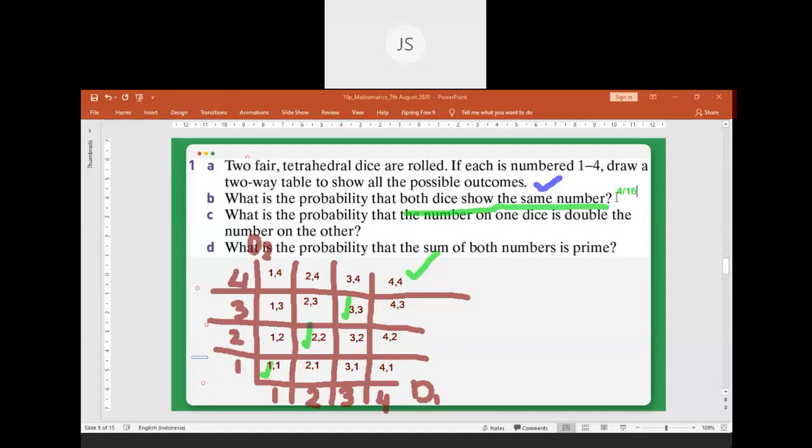Or maybe I talk too fast? Or the color is too light. I hope that it is still readable for you. Okay, if no one has a question, I will move to question C. What is the probability that the number on one dice is double the number on the other one?